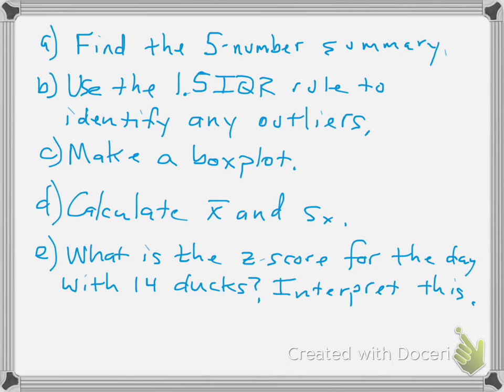So here's what we're going to do. A, find the 5-number summary. B, use the 1.5 IQR rule to identify any outliers. C, make a box plot, and we're going to include outliers on our box plot. D, we're going to calculate x bar, the mean, and s sub x, the standard deviation. In part E, we're going to find the z-score for the day with 14 ducks, and we're going to interpret what that z-score means using our results from part D.